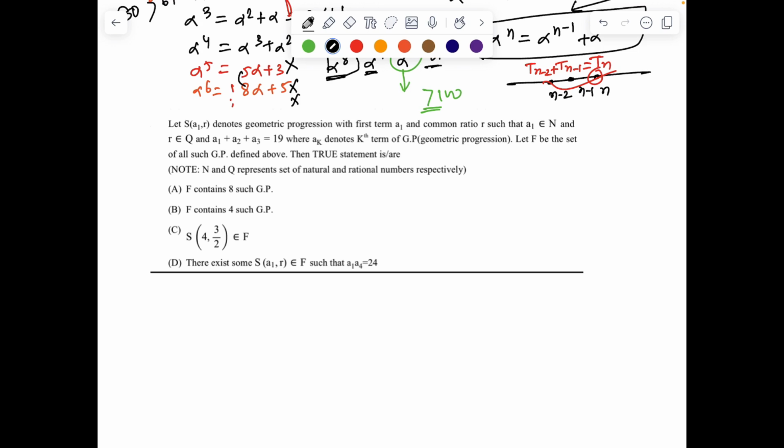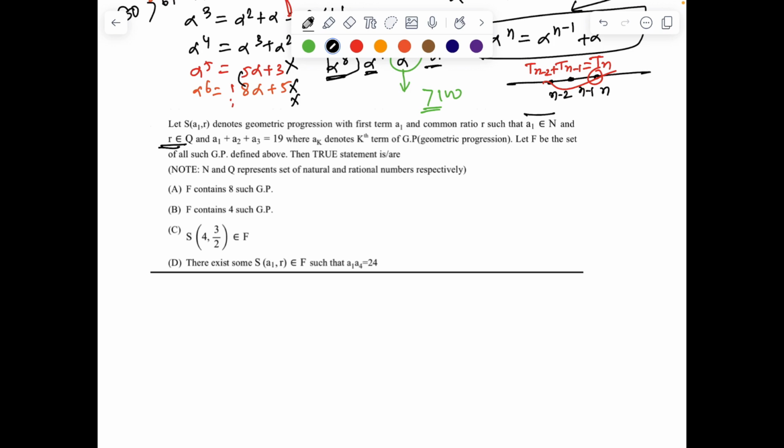S(a1, r) denotes a geometric progression with first term a1 and common ratio r, such that the first term belongs to natural numbers and the common ratio belongs to rational numbers. Usually the problems on AP set by JEE Advanced had this flavor, so I tried to create a similar problem here. I have incorporated this even in my book, which I'll put on YouTube once it is released.